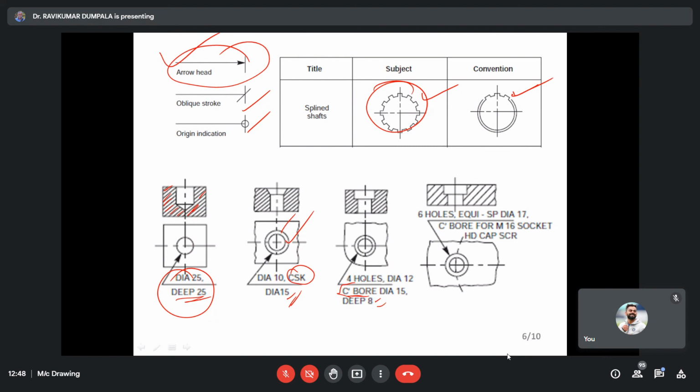C bore means it is a counter bore. Okay. CSK means countersunk. So those things you should know. So here also you see dia 12, dia 15. These things we will be discussing during our syllabus.